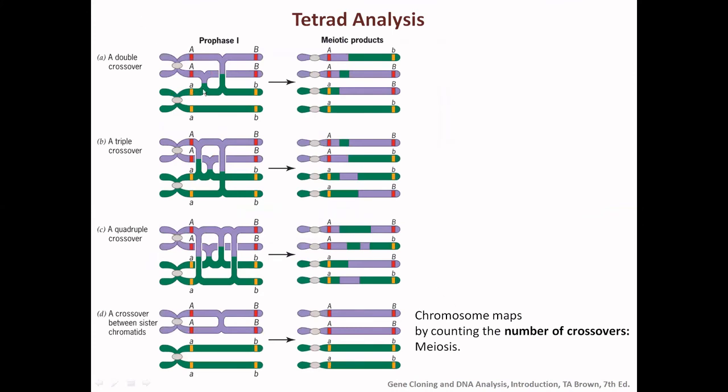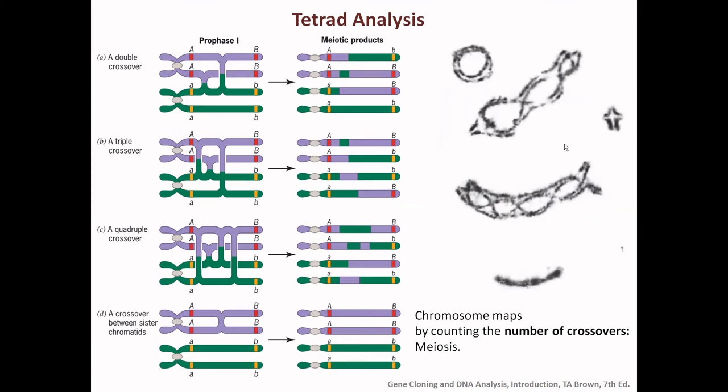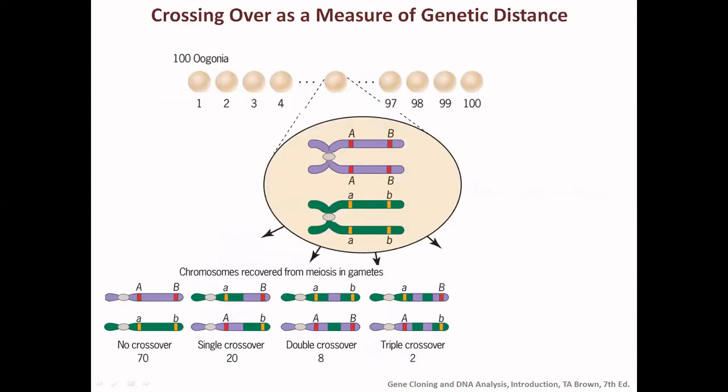Here, we can see this is a double crossover, this is a triple crossover, this is a quadruple crossover. And here there is no crossover. By counting the chiasmata, we can know how many crossing overs take place. Chromosome maps are made by counting the number of the crossovers until the meiosis prophase. This is counting the crossing over as a measure of the genetic distance.